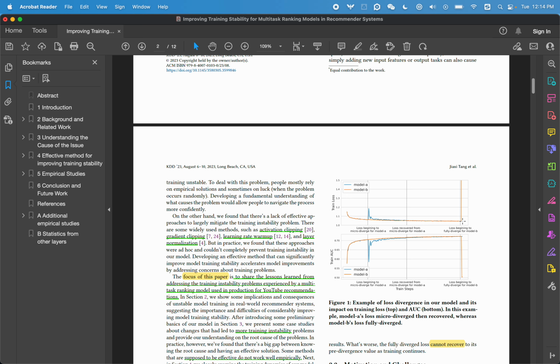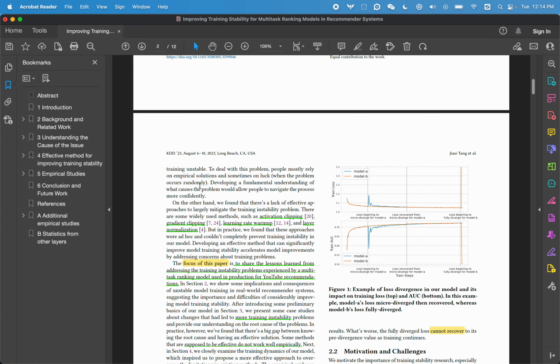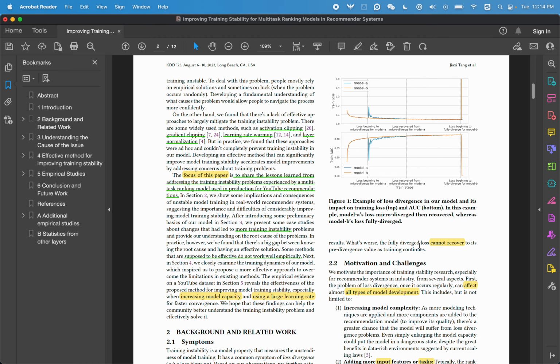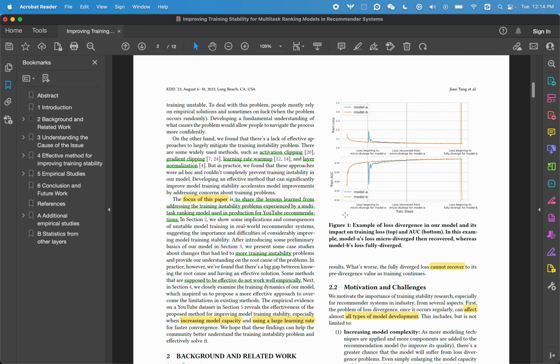But this moment is full divergence. So it has micro divergence and full divergence. Full divergence cannot recover to its pre-divergence value as training continues. The model becomes useless, and you might as well just start to train a new model. So this paper tries to solve this problem.